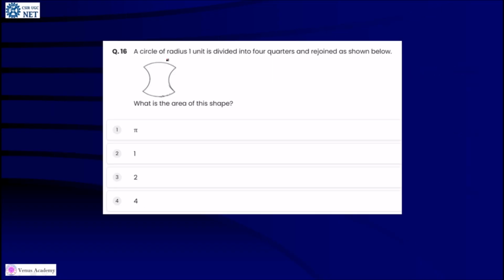Question number 16. A circle of radius 1 unit is divided into 4 quarters and rejoined as shown below. What is the area of this shape? Option number 3 is the correct option, students.